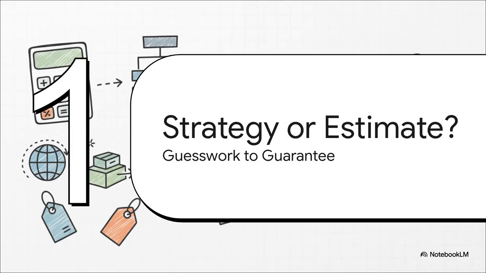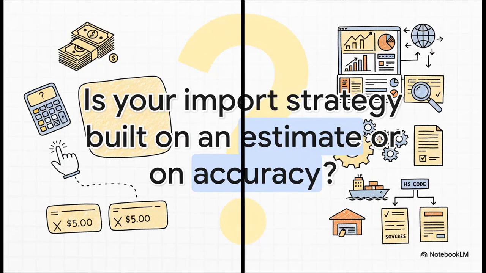So when you see the difference between a simple calculator and a real compliance platform, it all kind of boils down to one question, doesn't it? It's about making a conscious choice to move your entire import strategy away from guesswork and towards something you can actually guarantee. So I'll just leave you with this to think about for your own business. When you're planning that next big import, is your strategy built on a hopeful estimate you got from a free online tool? Or is it built on the kind of accuracy you can actually count on, the kind that comes from a real compliance-first approach? The answer to that question could literally be the difference between profit and loss.